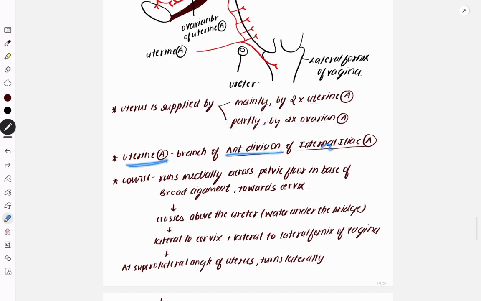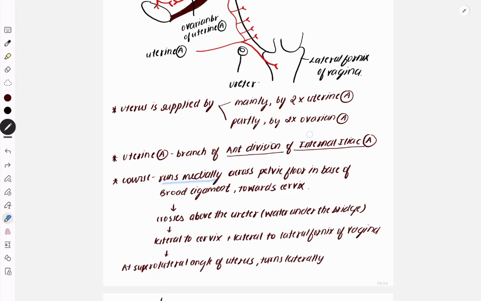Uterine artery is a branch of the anterior division of internal iliac artery. If this is the abdominal aorta, it divides into two common iliac arteries. Common iliac arteries divide into the internal iliac artery and the external iliac artery. Internal iliac artery further divides into anterior division and posterior division. Anterior division of internal iliac artery gives the uterine artery. It is a branch of the anterior division of internal iliac artery.